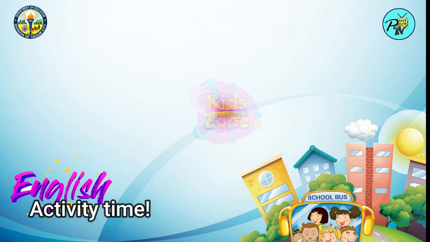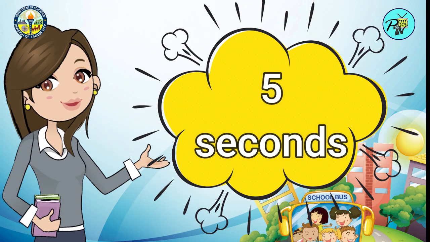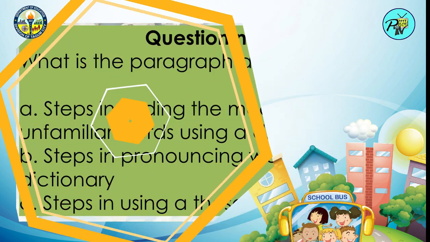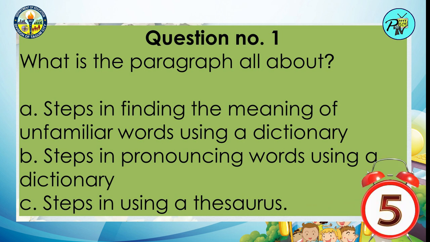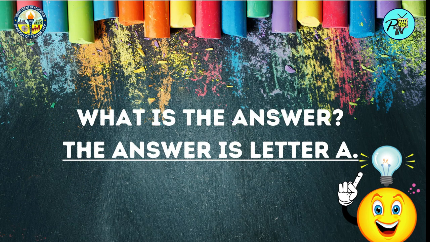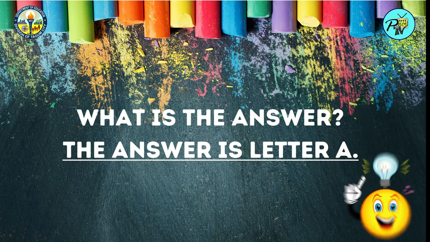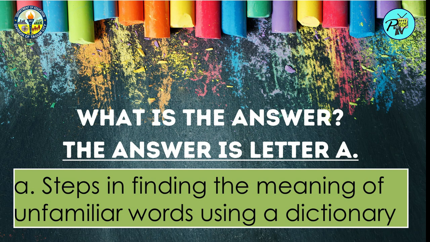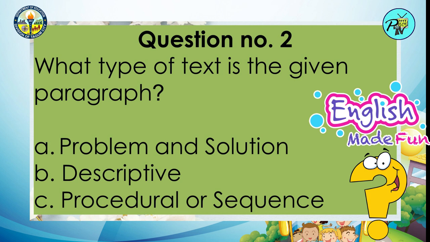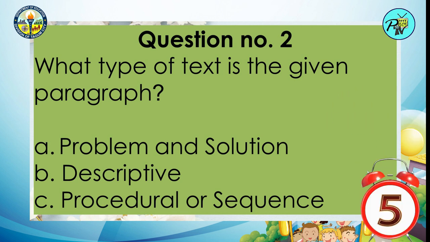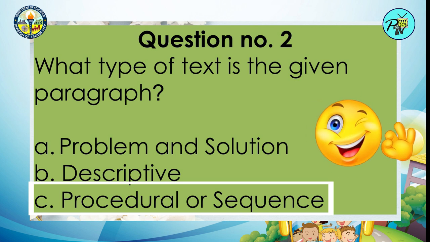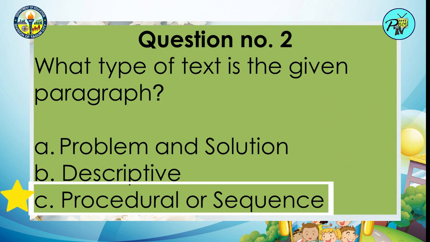Let us answer the questions on page number 3. I will give you 5 seconds to answer each item. Question number 1. What is the paragraph all about? What is your answer? Fantastic! The answer is letter A. Steps in finding the meaning of unfamiliar words using a dictionary. Question number 2. What type of text is the given paragraph? What is your answer? Good! The answer is letter C, procedural or sequence.